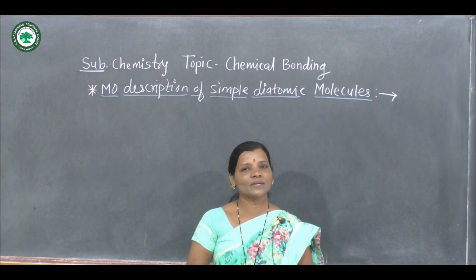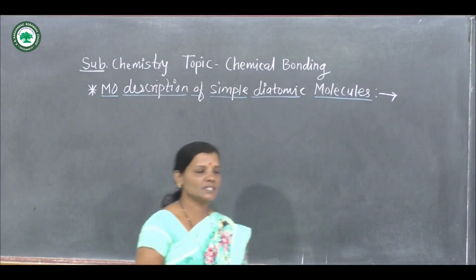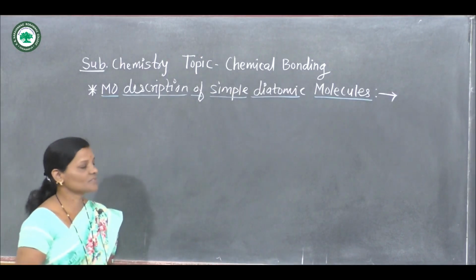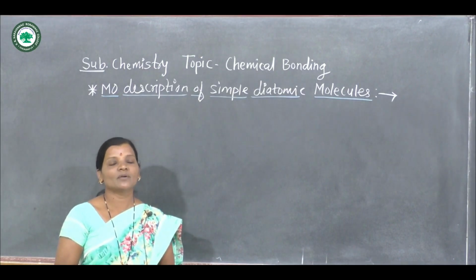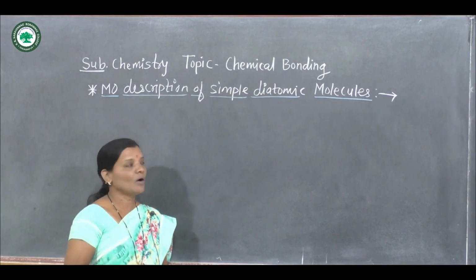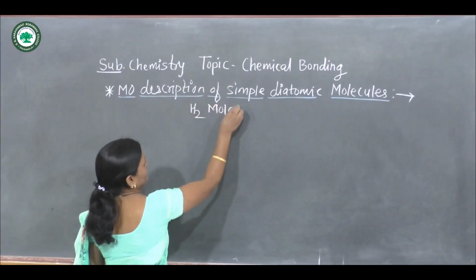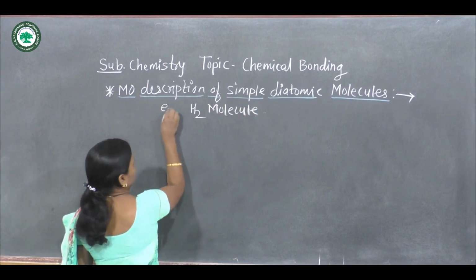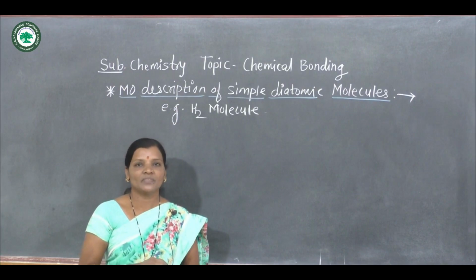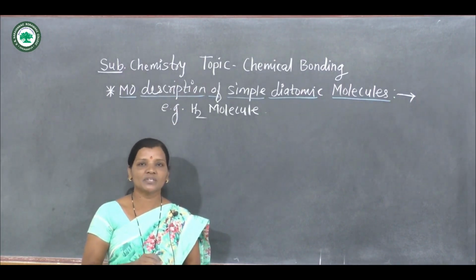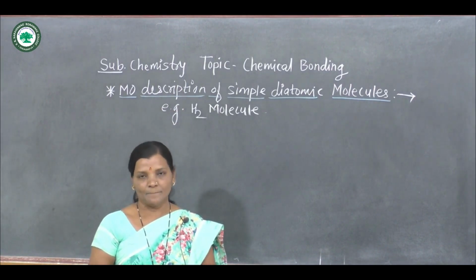We have started our topic chemical bonding from 11th standard, and today we are going to see the molecular orbital description of simple diatomic molecules. And today we are going to see the example of H2 molecule. Now, the hydrogen molecule is formed by linear combination of atomic orbitals of hydrogen atom.